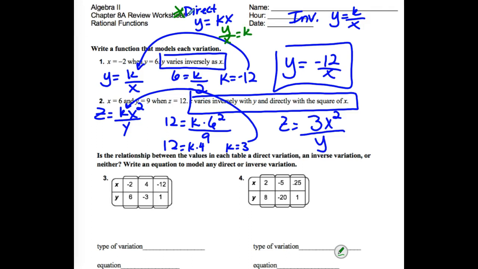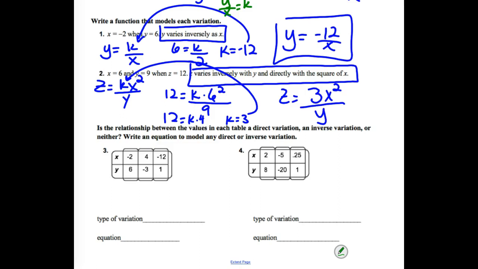Y divided by x equals k? Okay, so if I think it's a direct variation, then all my y coordinates divided by my x coordinates have to come out as a constant. So let's check on this first one. If I take y divided by x, so 6 divided by -2, -3 divided by 4, am I getting the same answer each time? Then it's not direct.